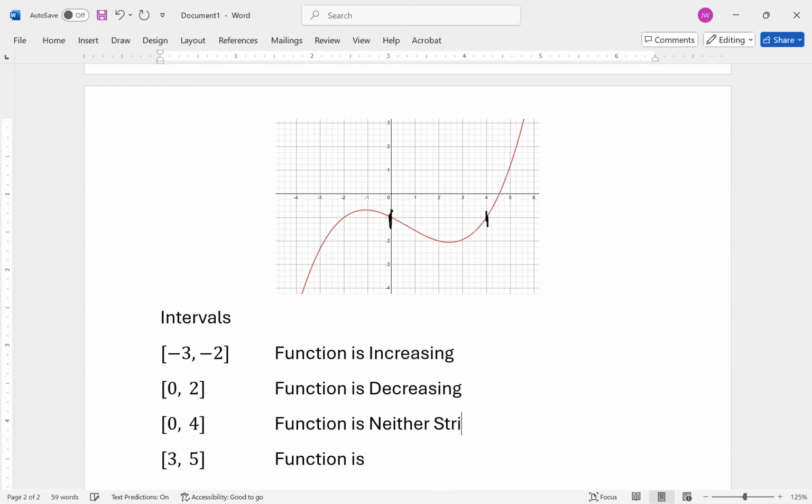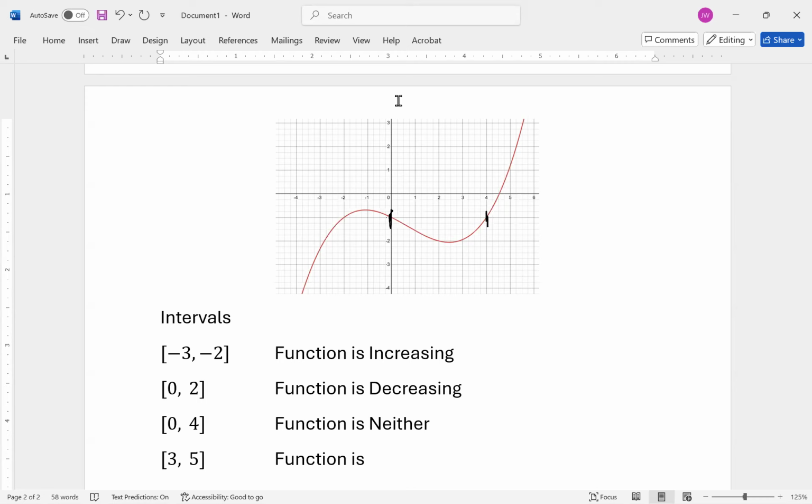But what we would say is that the function is neither strictly increasing or decreasing. I'll just say for shorthand, function is neither. It's not strictly increasing. It's not strictly decreasing.